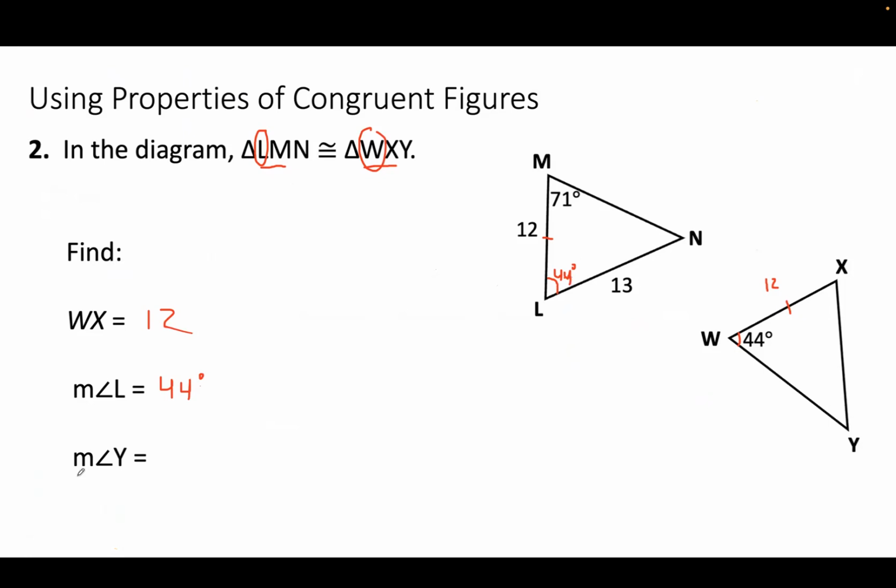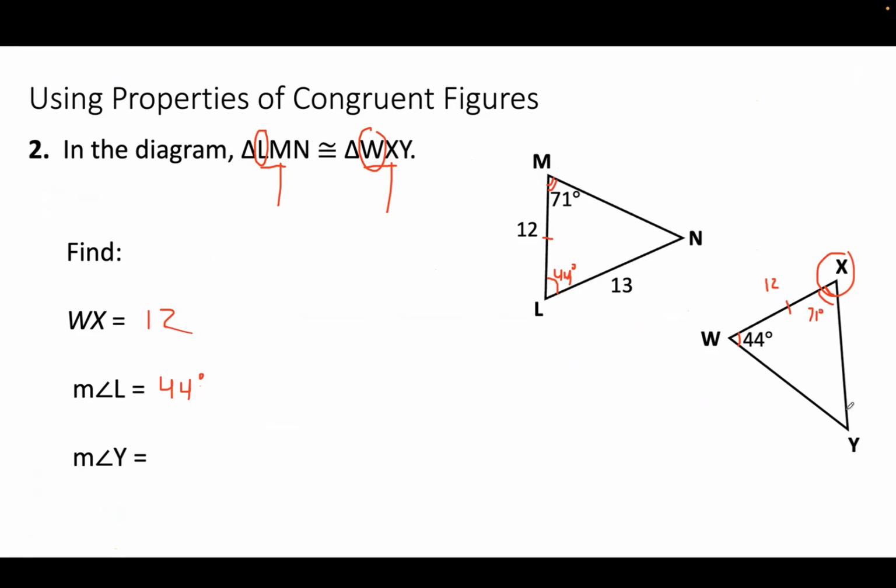And the last one it asked me is for the measure of angle Y. So Y is here. Well, if I knew both of these angles, I could just make sure the triangle adds to 180. So I know this is 44. If I look at angle X here, X is the second letter, so that's going to correspond to M here. So M and X are both congruent. So I put two arcs here, I could put two arcs here. So that means if M is 71, the second letter X would also have to be 71 degrees.